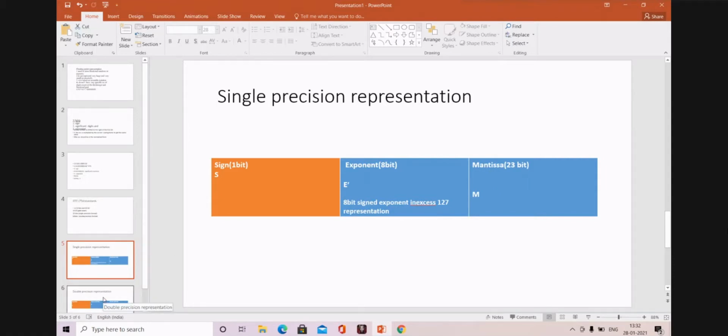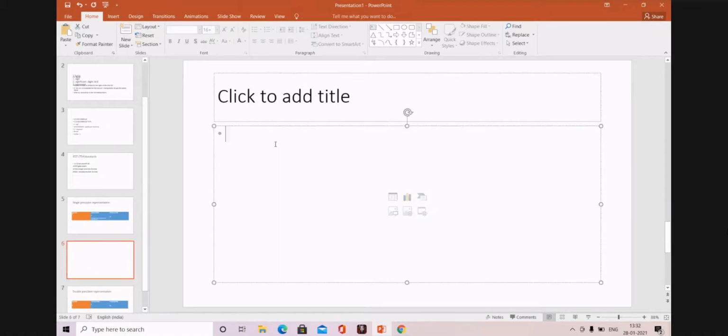There are some mathematical problems that we are going to solve. Before that, we will write down some formulas that you have to know. Sign is 1 bit, exponent is 8 bits, and mantissa is 23 bits. Just a continuation of the single precision representation.